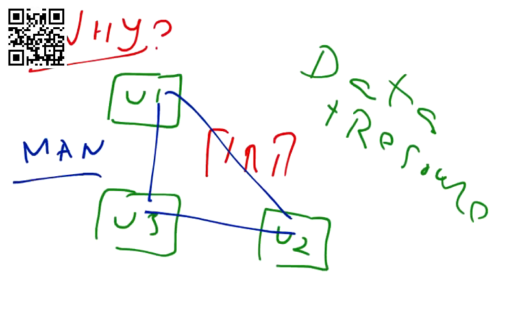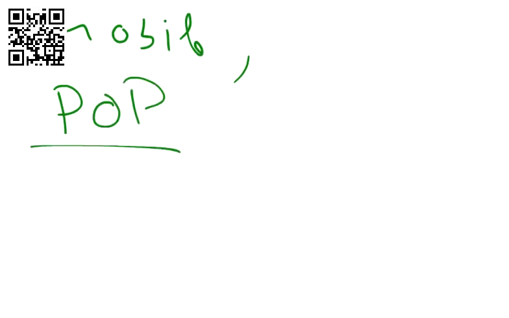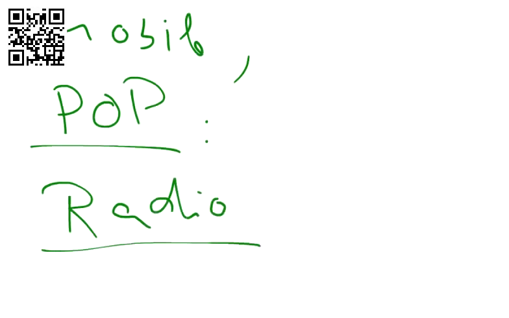That communication medium can be just simple wires, Wi-Fi, or we can do it with the help of satellite, or even with the help of mobile phones, or point-to-point microwaves, or with the help of radio waves. We can also create MANs.